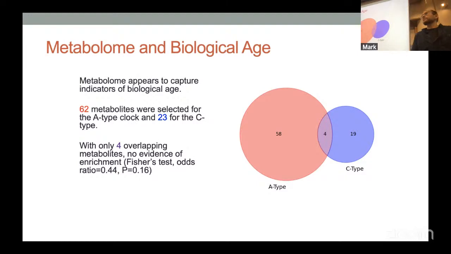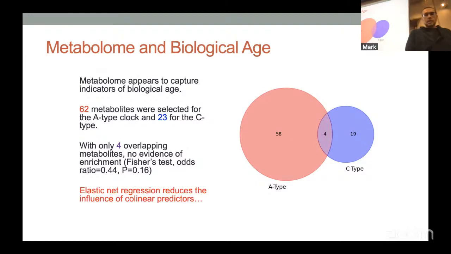We have this conclusion that the metabolome does appear to be capturing indicators of biological age. However, when we look at the metabolites being identified by these models, they're picking out different features, right? We're using about 60 metabolites in the A-type clock and about 23 for the C-type clock. And there was the idea that, okay, you have different sets, but maybe there's some core set of overlapping metabolites that are really good markers of age, and that should be showing up in both. We actually only find 4 overlapping metabolites, so no evidence of enrichment for super predictor metabolites in the system.